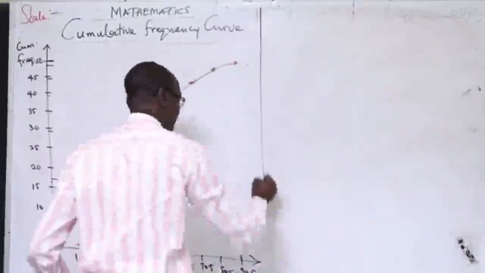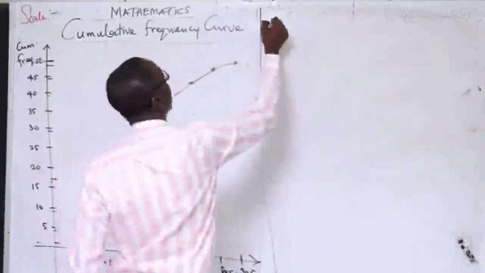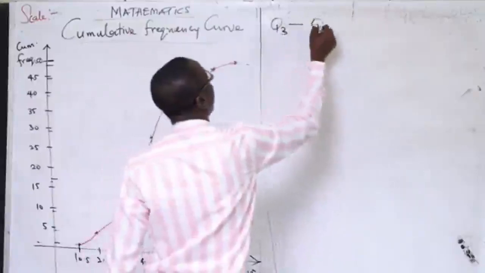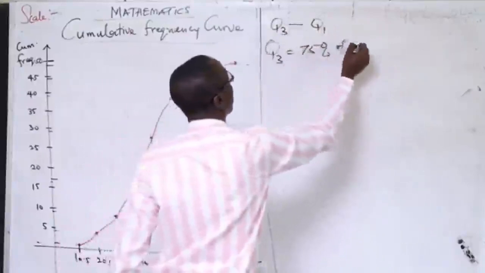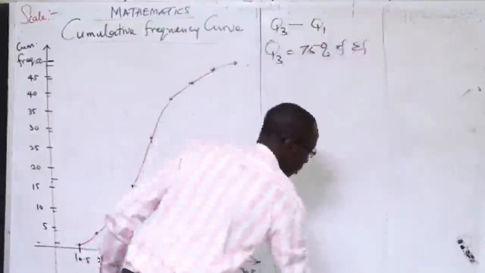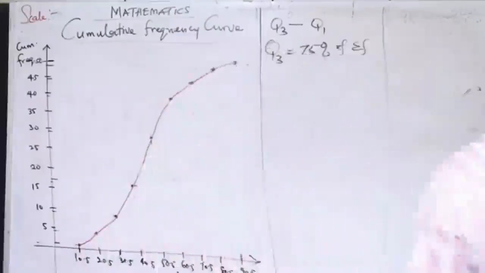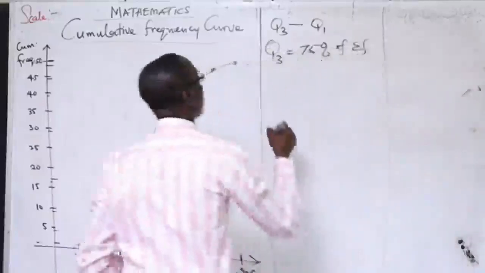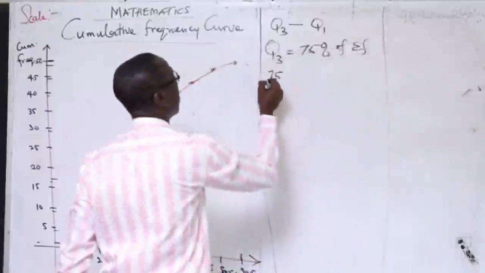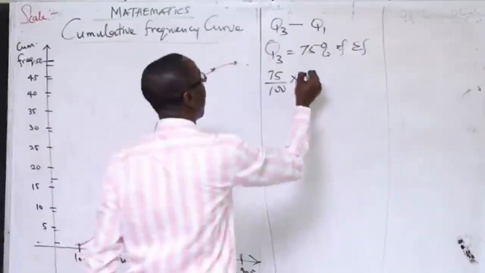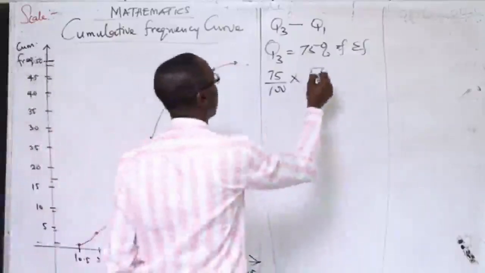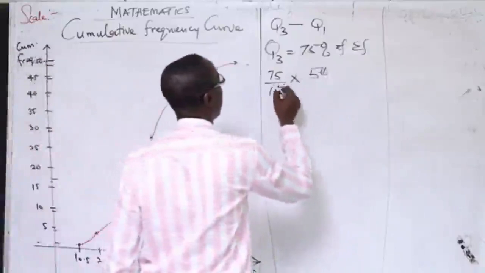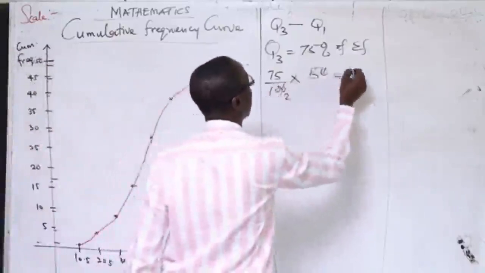Use the curve to estimate the interquartile range. What is interquartile range? Q3 minus Q1. Q3 here will be 75% of summation F. This is 75 over 100 times summation F, which is 50. Total frequency is summation F. This gives you 37.5.